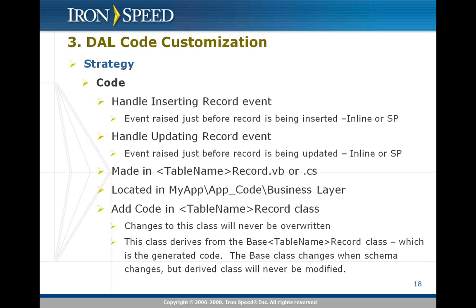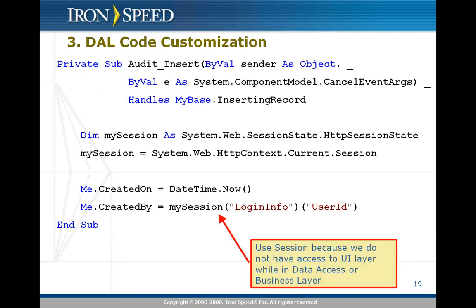Then this code can be added in the record class, and changes that you make in this particular class, keep in mind, will never be overwritten. They're always safe. So this is equivalent to your section 1 on your page. This class derives from a base class, which is the generated code, so you don't have to worry about the generated code at this point in time. You simply override this top-level class, and that's what will allow you to accomplish this thing. Now, what does this code look like?